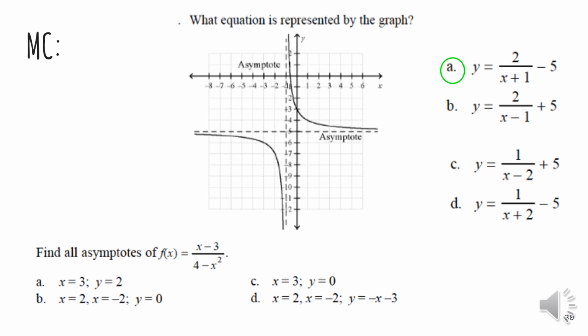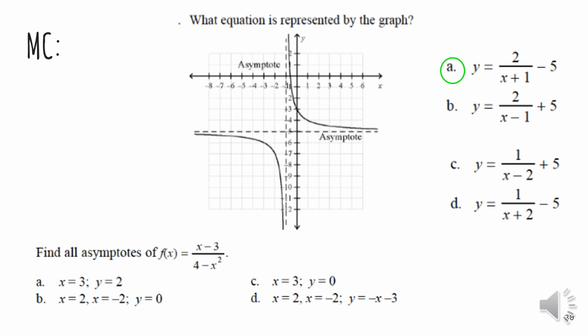In the bottom multiple choice question, where it asks us to find all of the asymptotes, let's first look for the horizontal asymptote by looking at the degree of the numerator and the degree of the denominator. The denominator has a degree of 2, and the numerator has a degree of 1. Therefore, the degree in the denominator is larger than the degree in the numerator, meaning we have a horizontal asymptote at y equals 0. That eliminates options A and D.